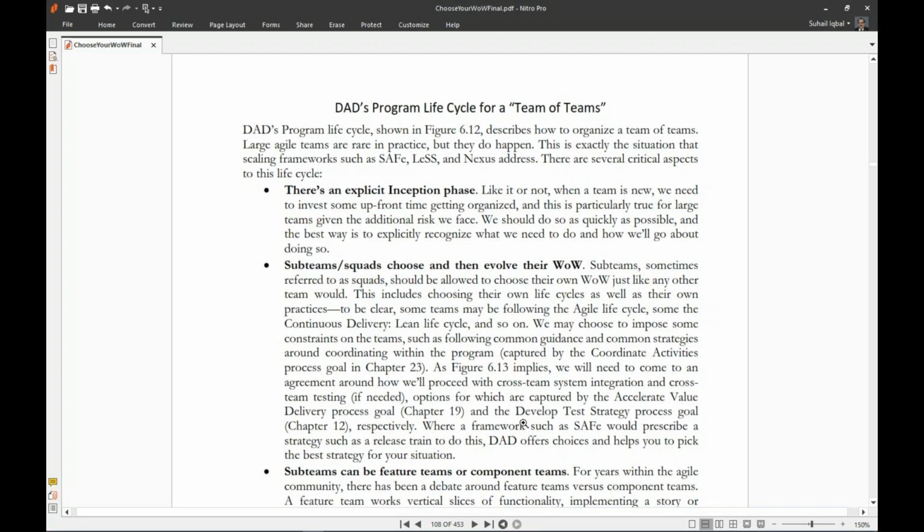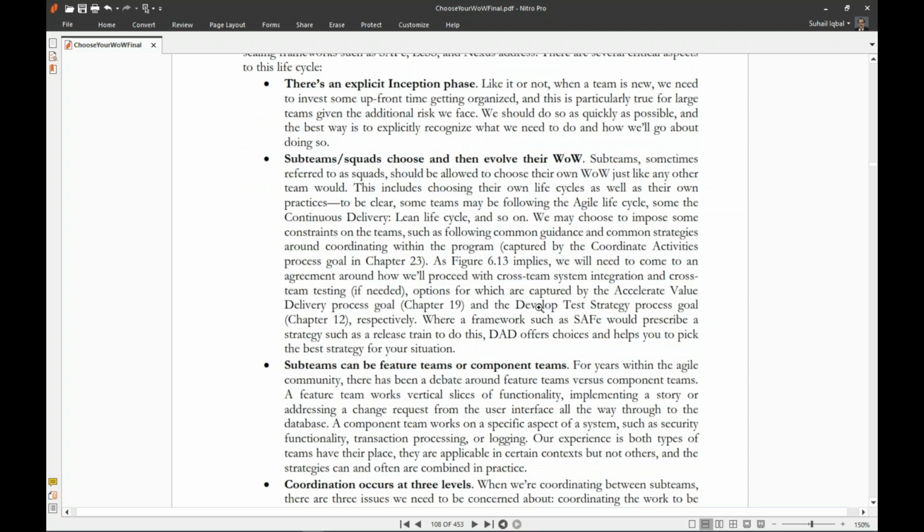There are several critical aspects to this life cycle. There is an explicit inception phase. Like it or not, when a team is new, we need to invest some upfront time getting organized. And this is particularly true for large teams. Given the additional risk we face, we should do so as quickly as possible, and the best way is to explicitly recognize that we need to plan how we will go about doing so.